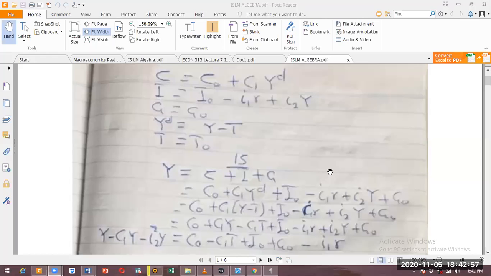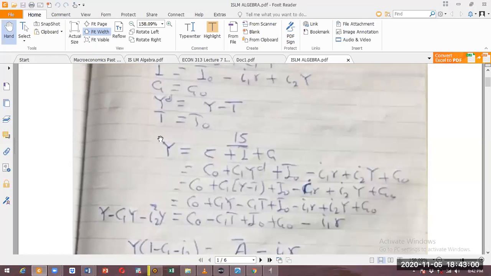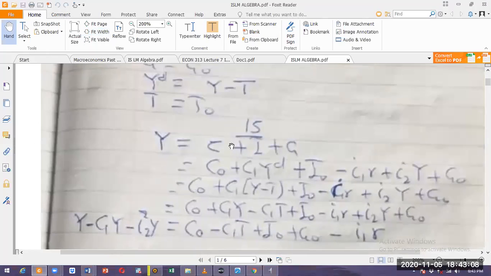All right, so if we want to use the income equals expenditure approach, then Y should be equal to the sum of consumption, investment, and then government spending. Okay. So for consumption, this is the consumption function: autonomous consumption, and then marginal propensity to consume, and then disposable income. When we go to investment, we have autonomous investment, and then the interest elasticity of investment.